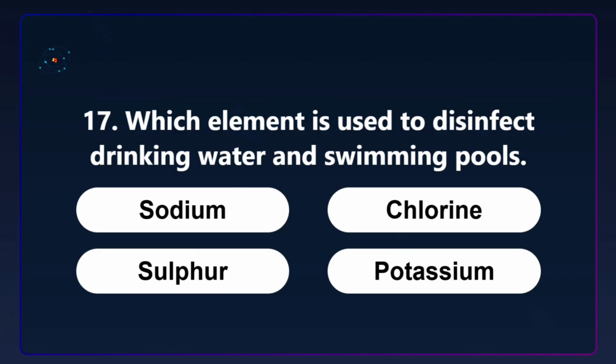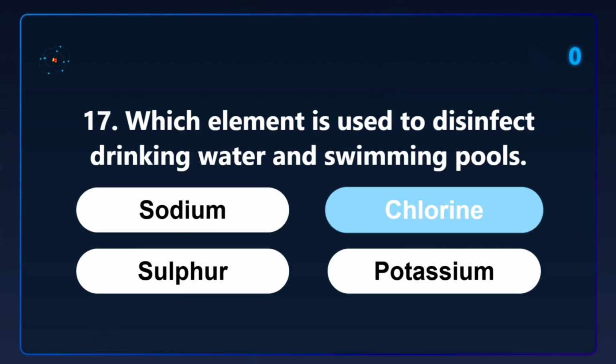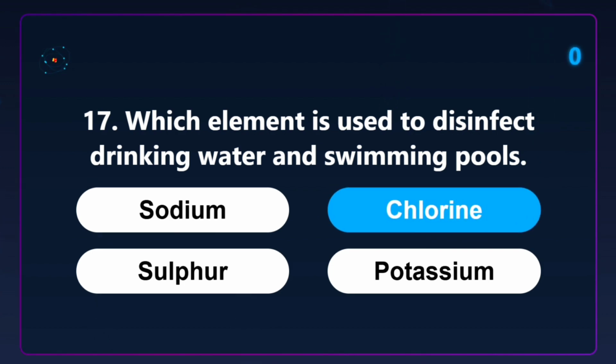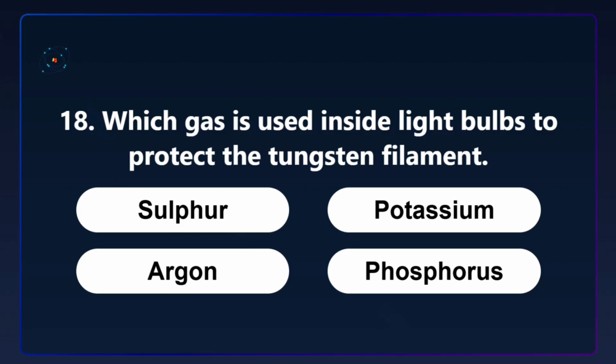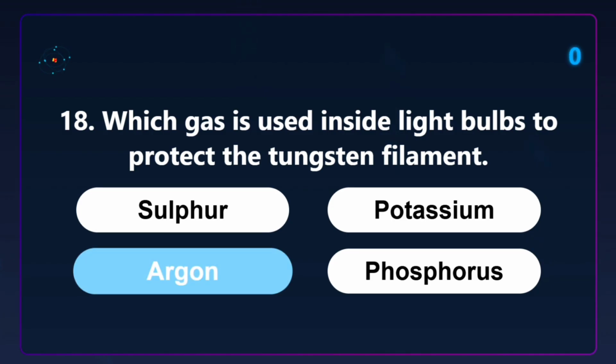Question 17. Which element is used to disinfect drinking water and swimming pools? The answer is chlorine. Question 18. Which gas is used inside light bulbs to protect the tungsten filament? The answer is argon.